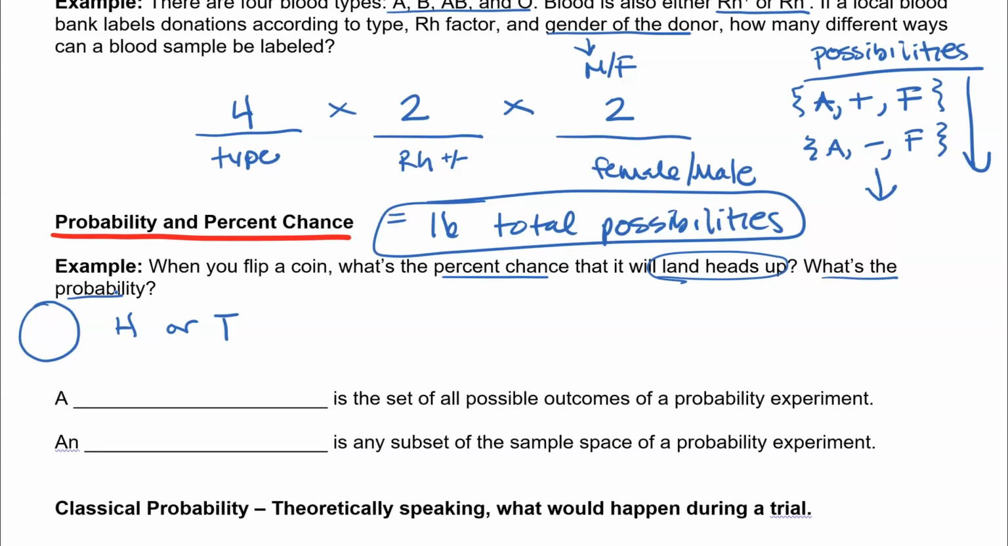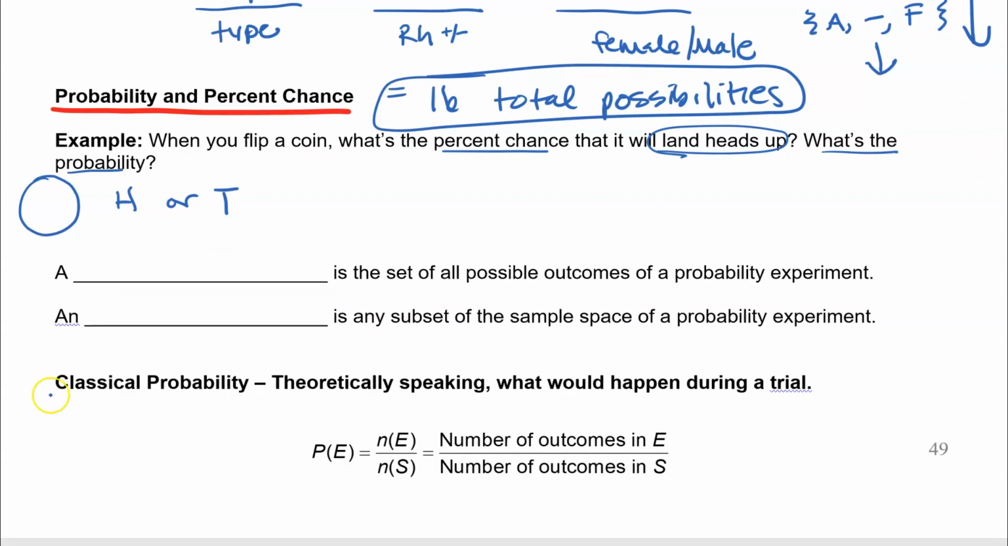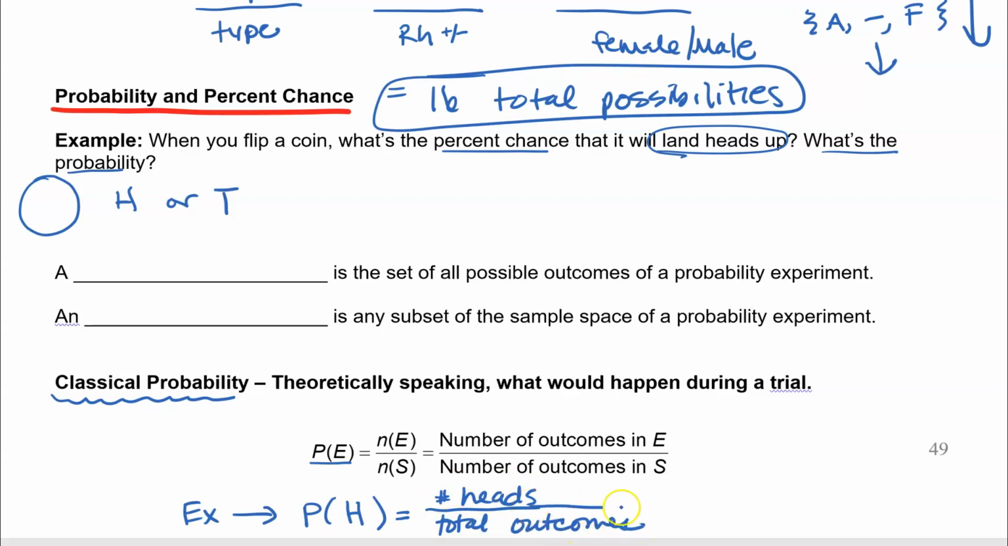In fact, let me just scroll down right now so we can talk about it. So if we look down here where you see classical probability, in order to find the probability of something happening, so P of E, in this case, we're going to find the probability of getting a head. Okay, that's just the number of outcomes, the number of heads. So this is just an example, divided by the total number of outcomes or possibilities. Total outcomes, let's say possible. Okay, so that's what this says.